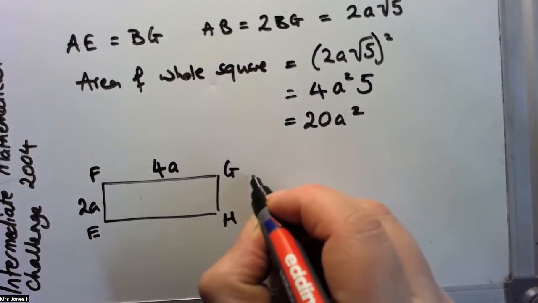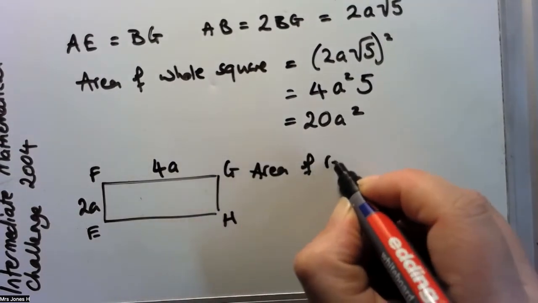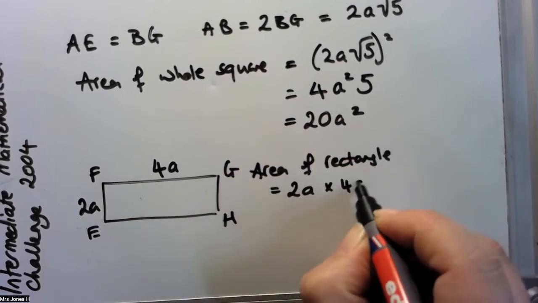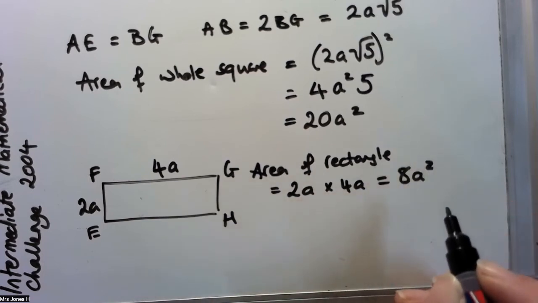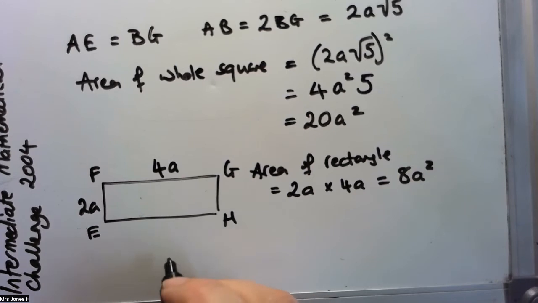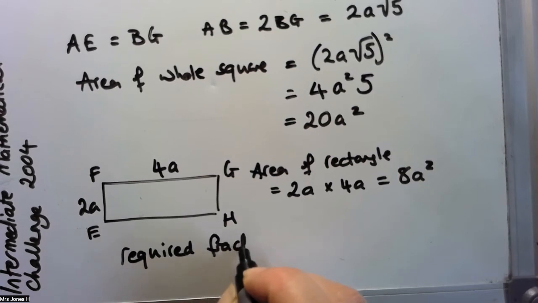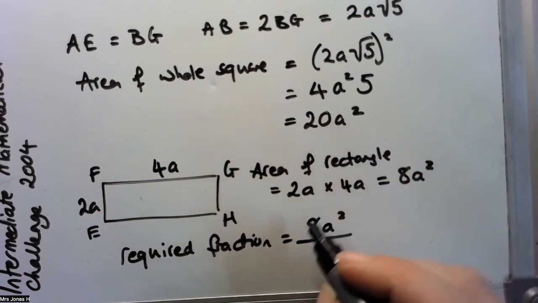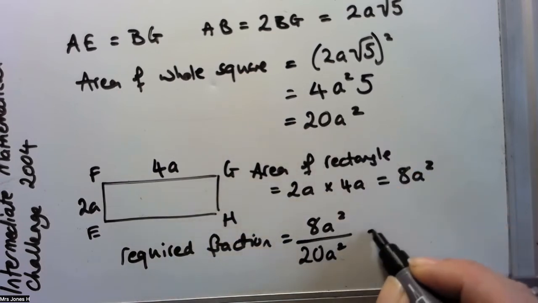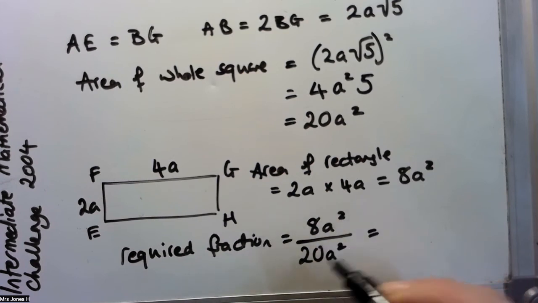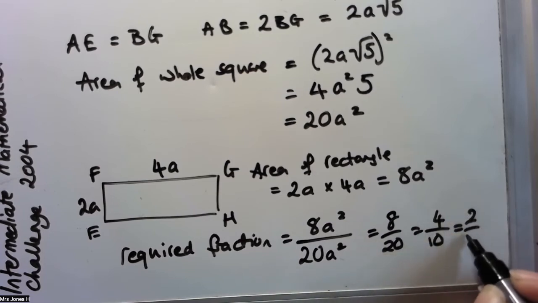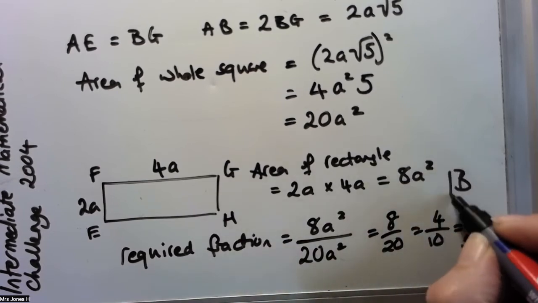And therefore the area of this rectangle equals 8A squared. And therefore the required fraction equals 8A squared divided by the whole. The A's cancel to 1. We've got 8/20, which is also 4/10, which is also 2/5. And that answer is B.